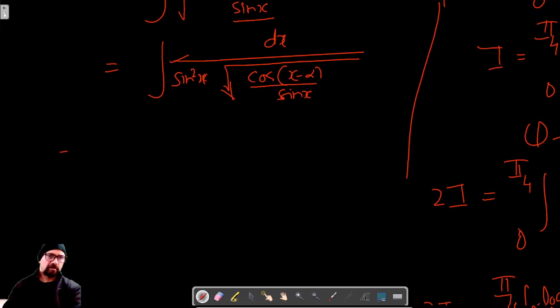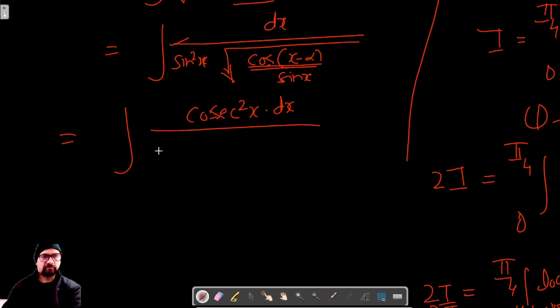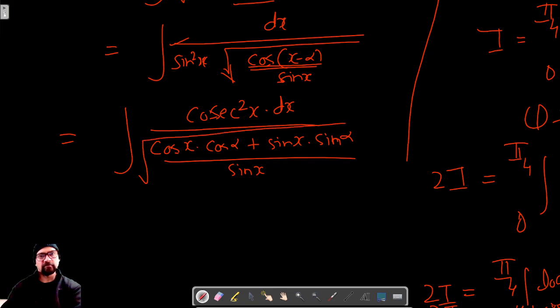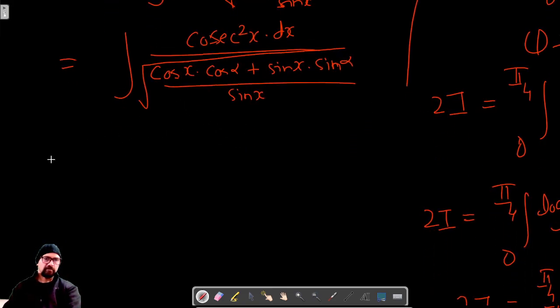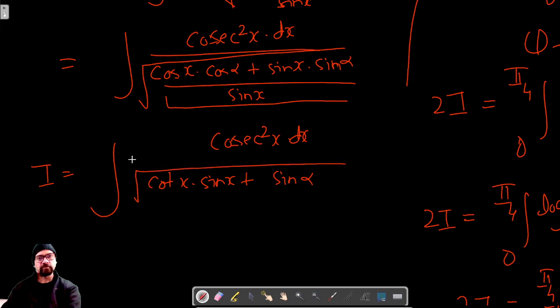Now 1 upon sine square x, I can write it as the integration of cosecant square x dx. And I'm going to use the formula cos of a minus b here, which is cos a cos b plus sine a sine b, upon sine x, and this is all within the root. So our integral is now the integration of cosecant square x dx upon the root of, cos by sine is cot x, so this is cot x into cos alpha, and sine by sine gets cancelled, so this is only sine alpha here. This is under the root.